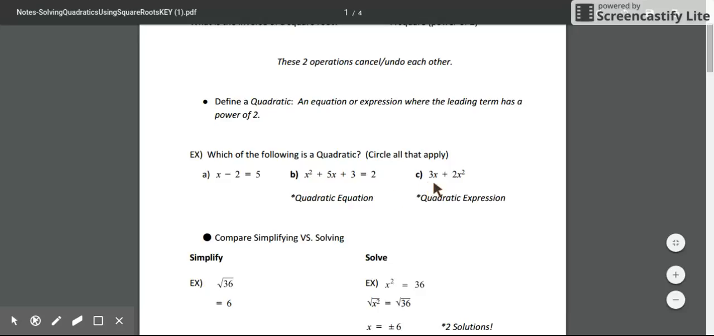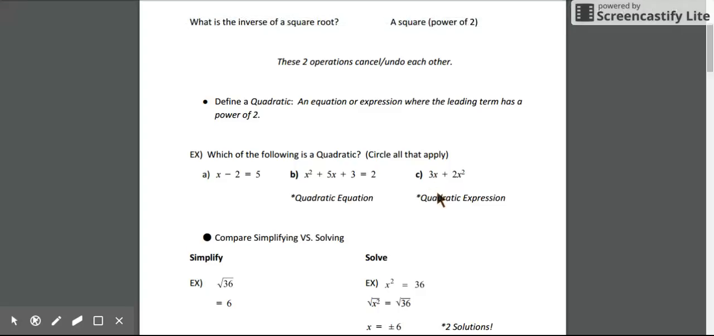Example C here is actually a quadratic, but it's just a quadratic expression because it doesn't have an equal sign. And even though this term 2x squared is not in front, we could reorganize it and write it in terms of leading degrees, and then we could rewrite it as 2x squared plus 3x. So sometimes you're given equations or expressions out of order, and you always have to think in terms of the highest degree. That's always your leading term.